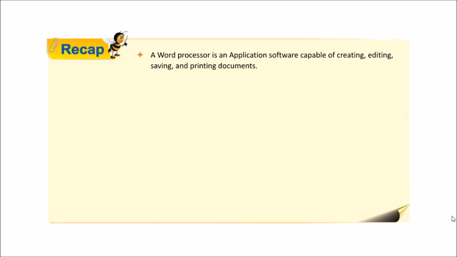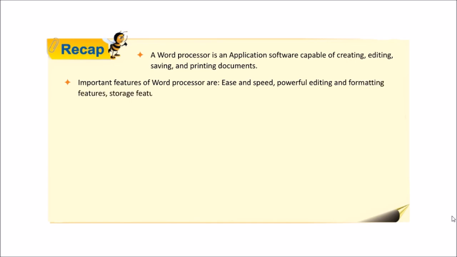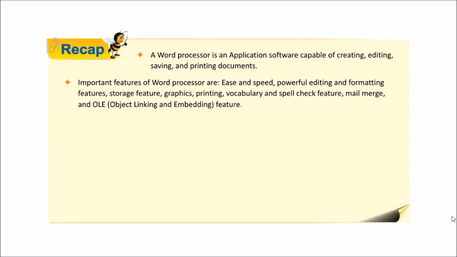Okay students, let us take a recap of this chapter. A word processor is an application software which is capable of creating, editing, saving and printing documents. Important features of a word processor are ease and speed, powerful editing and formatting features, storage feature, graphics, printing, vocabulary and spell check feature, mail merge and OLE, object linking and embedding feature.